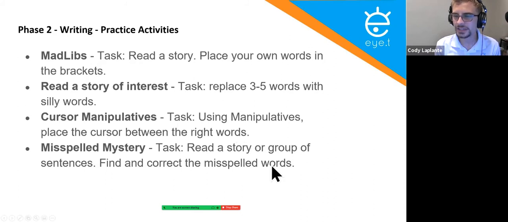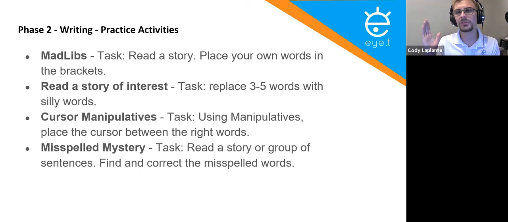And then finally, in phase 2, misspelled mystery. The task is to read a story or group of sentences and find and correct the misspelled words, all right? Again, having them read the story, find and correct the misspelled words. You might say, oh, that sounds a lot like the last activity, but finding and correcting the misspelled words, not just finding them, makes them go through with their cursor, find where the mistake is, delete the letter and put the letter in. A lot more difficult than our first one. All right, so those are our practice activities for writing.